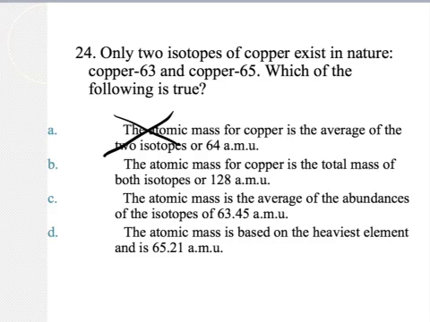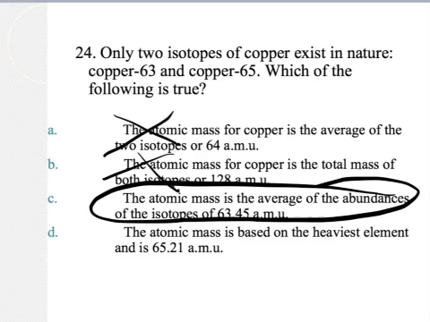Okay? The atomic mass of copper is the total mass. Nope, it isn't. The atomic mass is the average. There you go. It's the average abundance, guys. Okay? And hopefully you would look at a periodic table to figure this one out too to help you out.